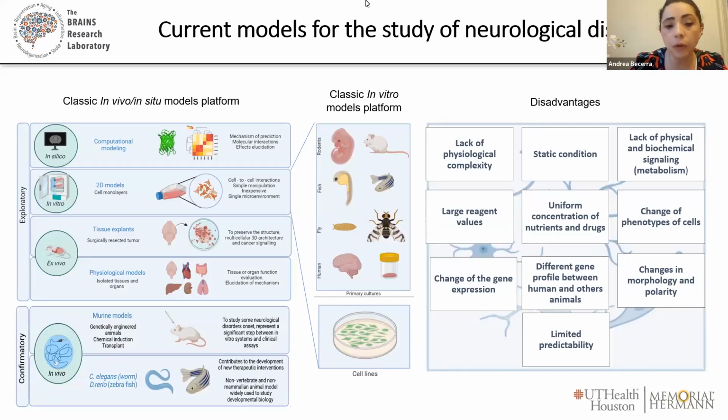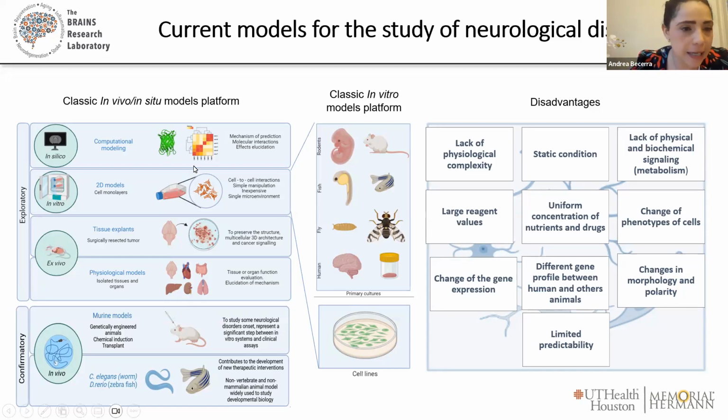Frequently we use rodents, in which we are able to make genetic changes, introduce different pharmacological drugs, or make transplants. They are another species that is important for in vivo studies, as are worm or zebrafish, which contribute mostly to understanding neurodevelopmental biology and also basic knowledge about neurology.